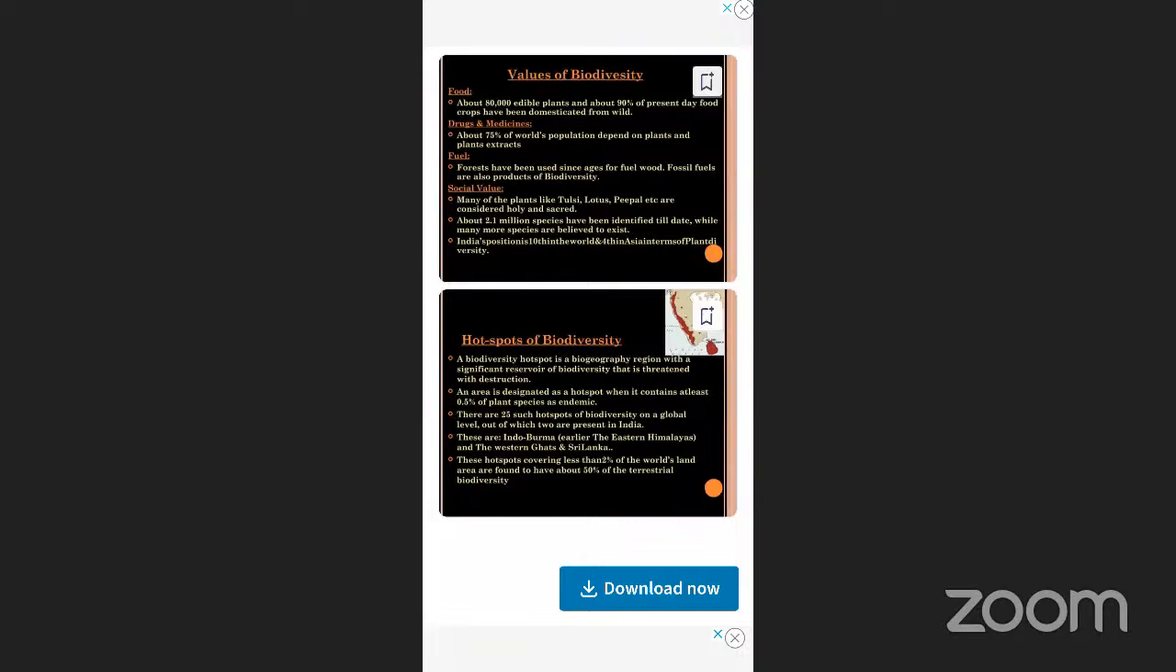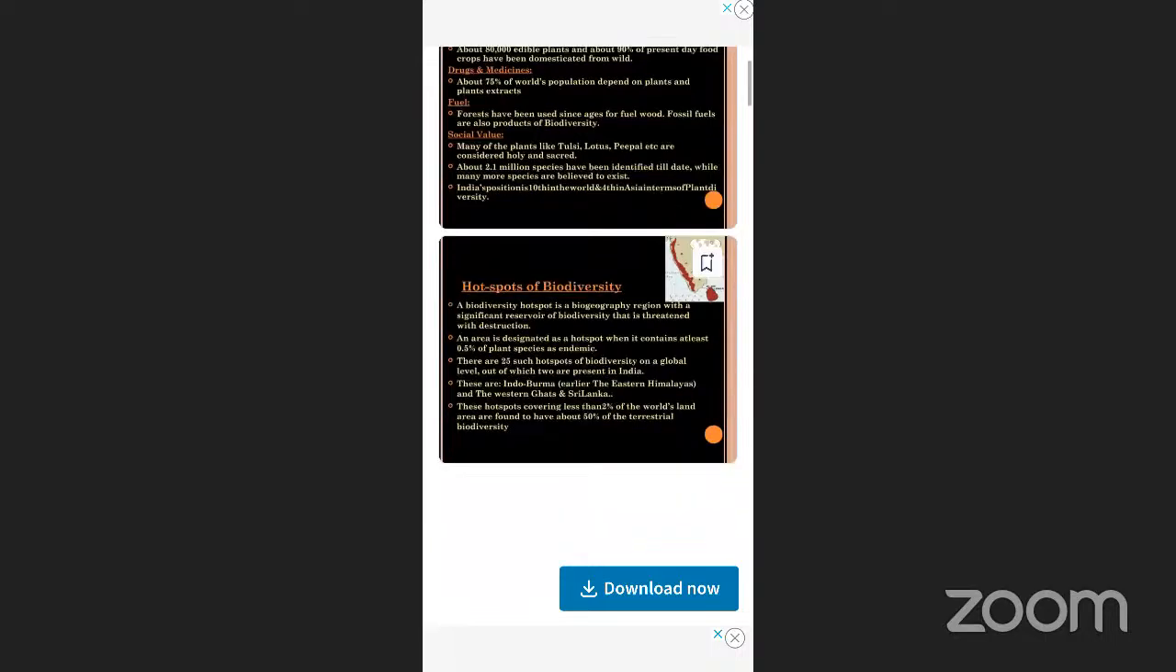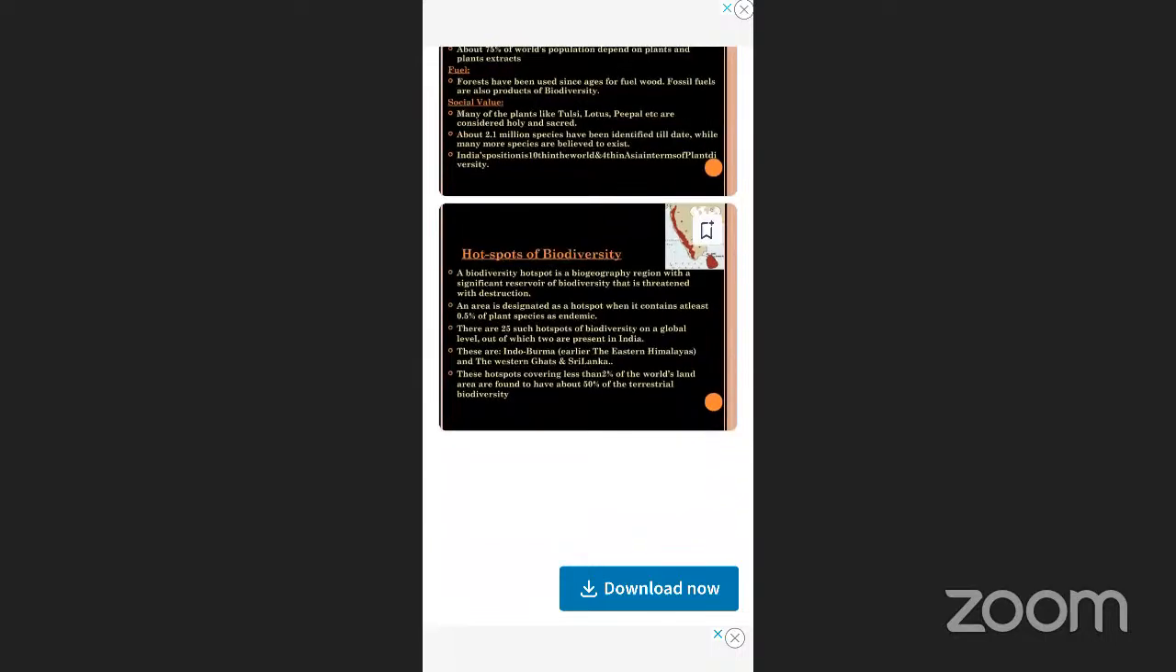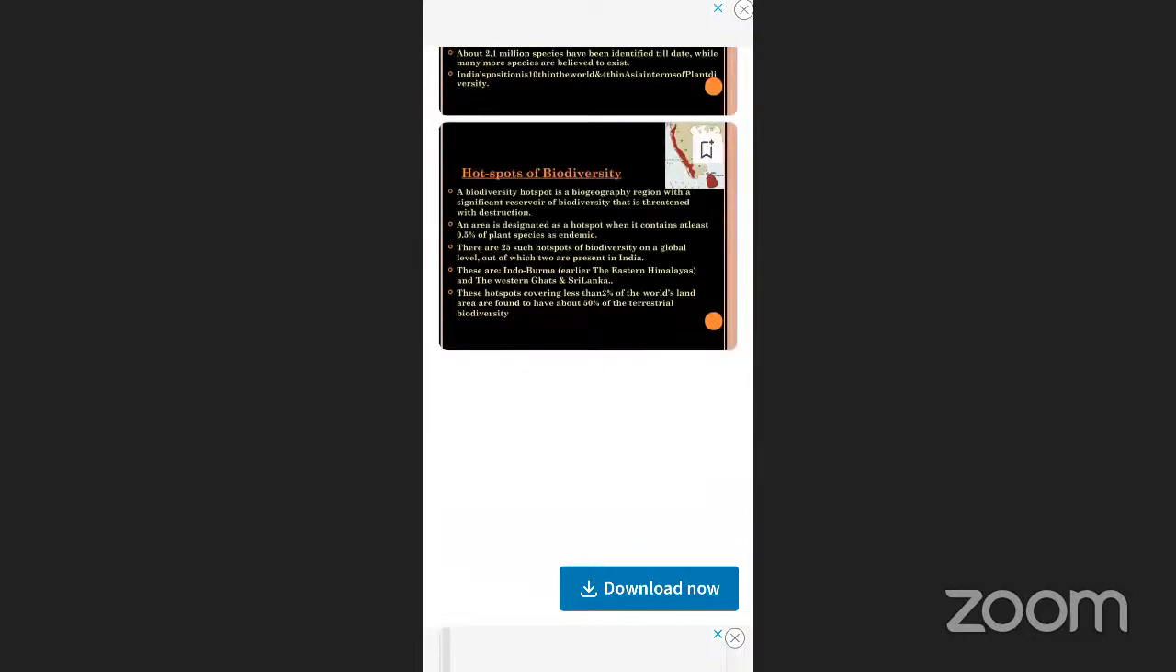The social value mainly is the tulasi and the lotus. Next one, neem plants are also used for social value. Hotspots and biodiversity: already we discussed the 36 hotspots throughout the world. Four hotspots can be seen in India: Western Ghats, Himalayas, Sundaland, and the Indo-Burma region, especially islands. These are the hotspots throughout the world.